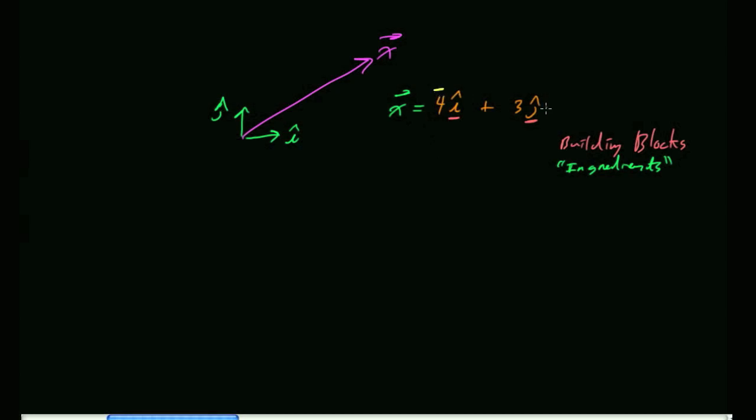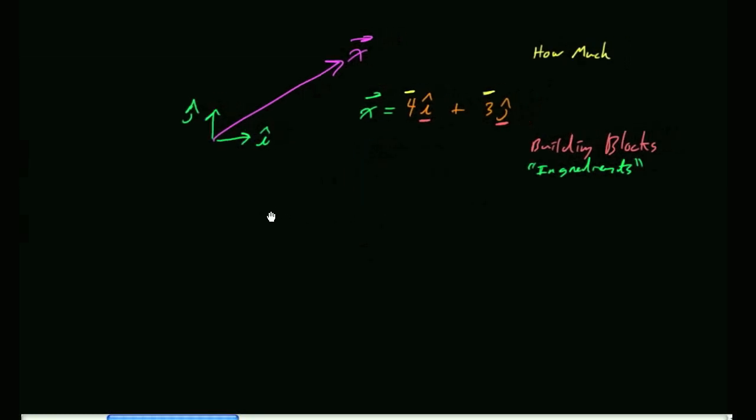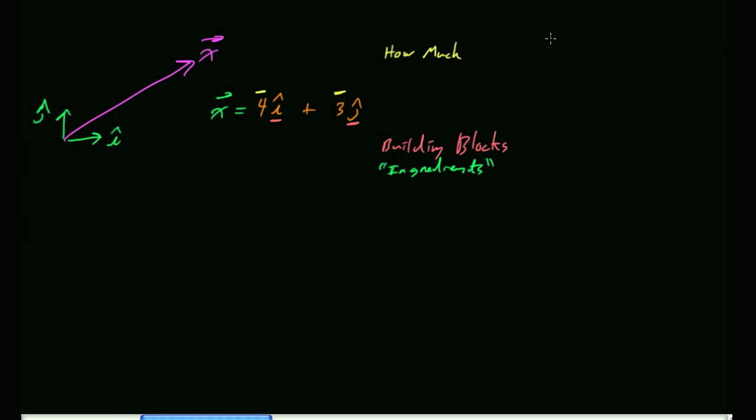Okay, so i and j are your ingredients, and then the 4 and the 3 tell you how much you need of each ingredient, right? So here's what we're doing. We're taking some signal, let's say our friend the sawtooth. We're taking our signal, x of t, and we're saying, can I represent this signal as a recipe, the same way that I did over here? Can I say that signal x of t contains some quantity of e to the j omega t and some quantity of e to the minus j omega t?